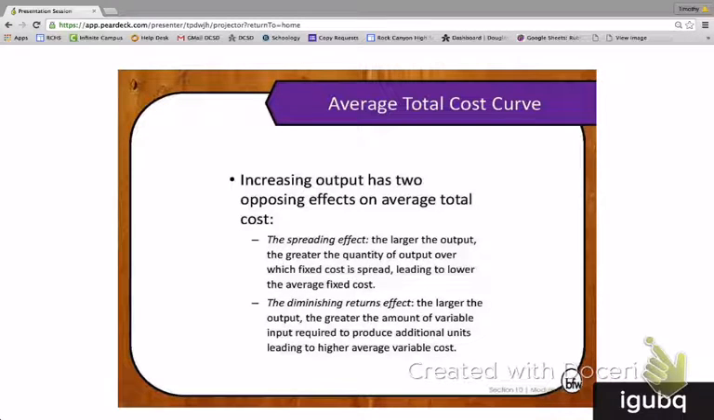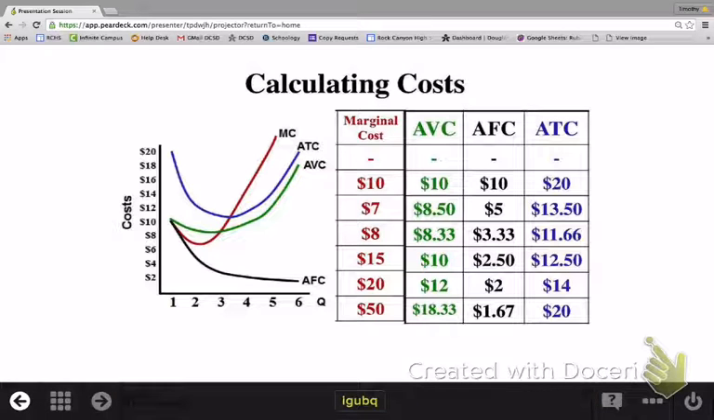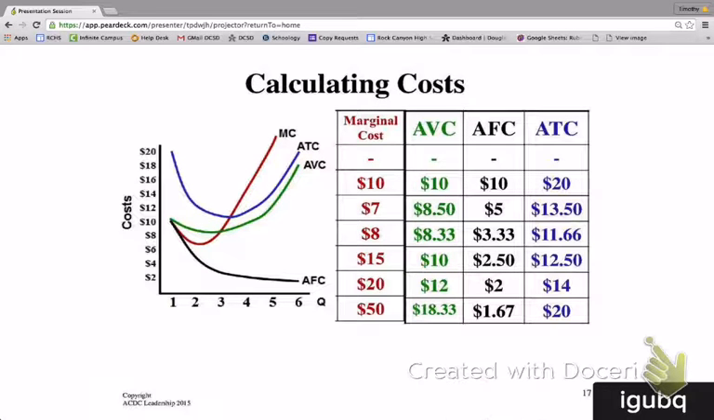And so what we saw in the graph before was average total cost, average variable cost, average fixed cost, and MC. And it's also the case that the marginal cost curve intersects the U-shaped ATC and AVC at their respective minimum points. If you look at the previous graph, you'll see that the marginal cost curve intersects the average variable cost curve at its minimum point.